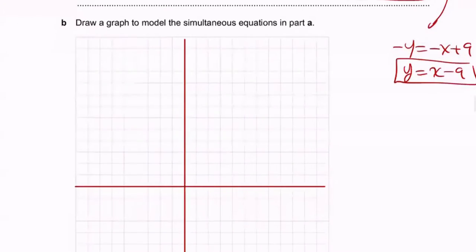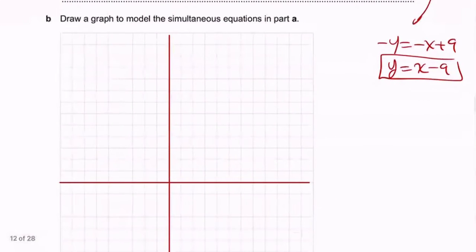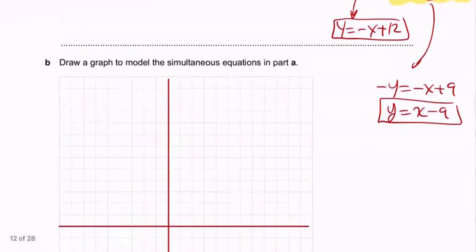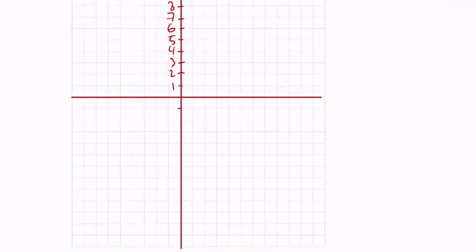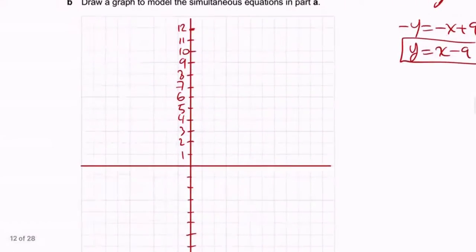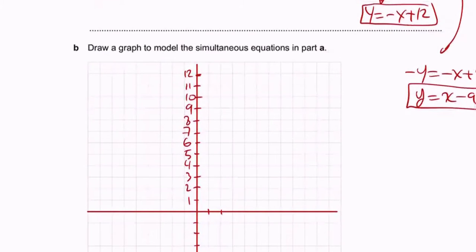Okay, so now we need -9 and 12. Let us count firstly: 1, 2, 3, 4, 5, 6, 7, 8, 9, 10, 11, and 12. Then -1, -2, -3, -4, -5, -6, -7, -8, -9, -10. And for the x we have 1, 2, 3, 4, 5, 6, 7, and so on.